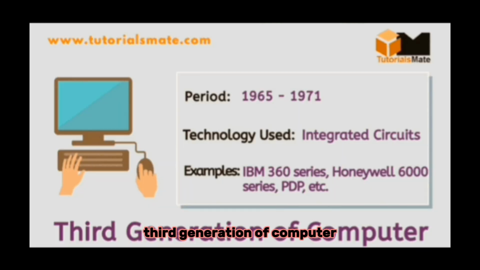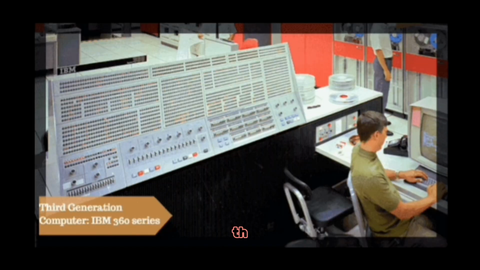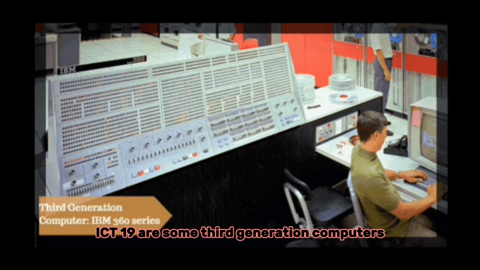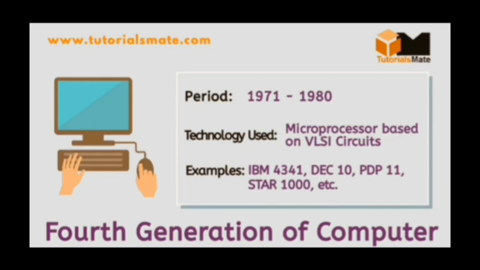The third generation of computers was based on IC, integrated circuits. The first IC was invented by Jack Kilby and Robert Noyce. ICs reduced the size of normal computers, and the maintenance of the computers was simplified. The third generation lasted from 1965 till 1971. PDP-11 and ICT 1900 are some third-generation computers.